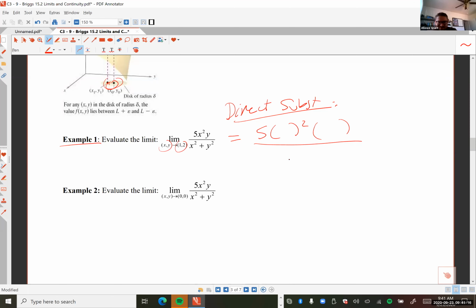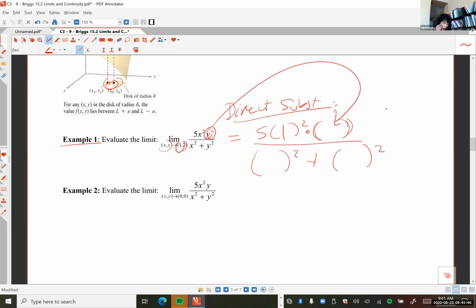What am I going to substitute in place of x? I'll open it up for chat. 1. How did you know that? I just looked at the orientation or the order. Yeah, the order, the x coordinate looks like it's going to be 1. So I'll have 5 times 1 squared, and then times, what am I going to put in for the y? 2. So you're going to have 1 squared plus 2 squared.